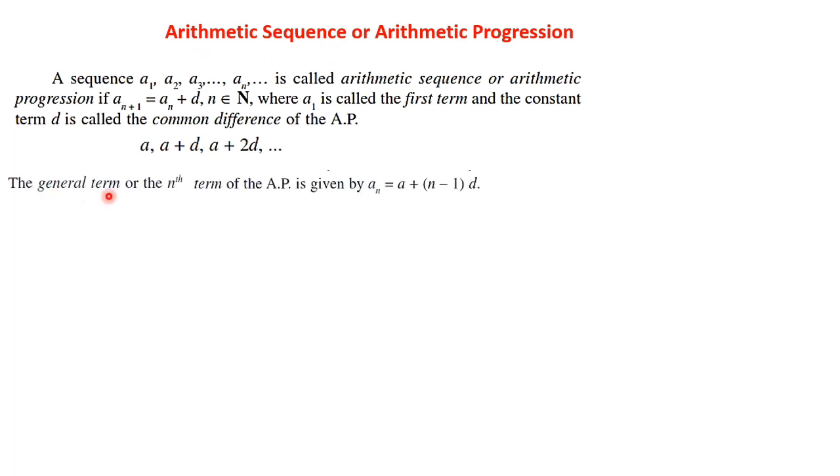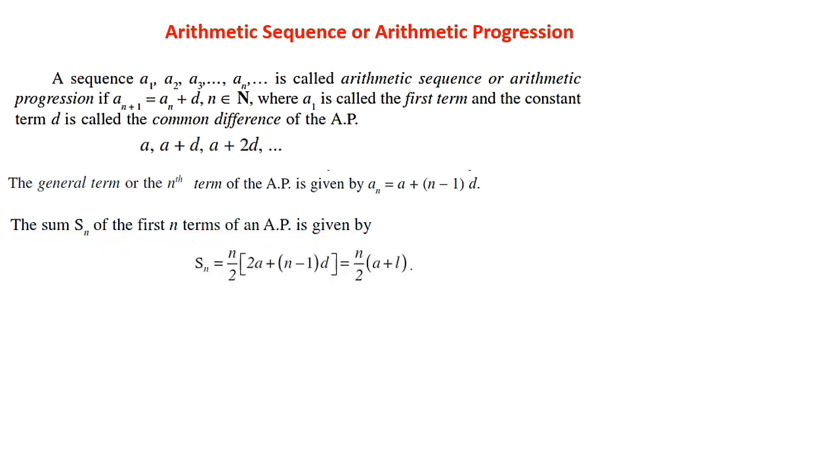The general term or the nth term of the AP is given by an = a + (n - 1)d. This is the general form of an AP. The sum Sn of the first n terms of an AP is given by two formulas. Sn = n/2 [2a + (n - 1)d], where the first term a and the common difference d are given. If the first term and last term are given, you can use the formula n/2 (a + l). These are the two formulas we have learned.